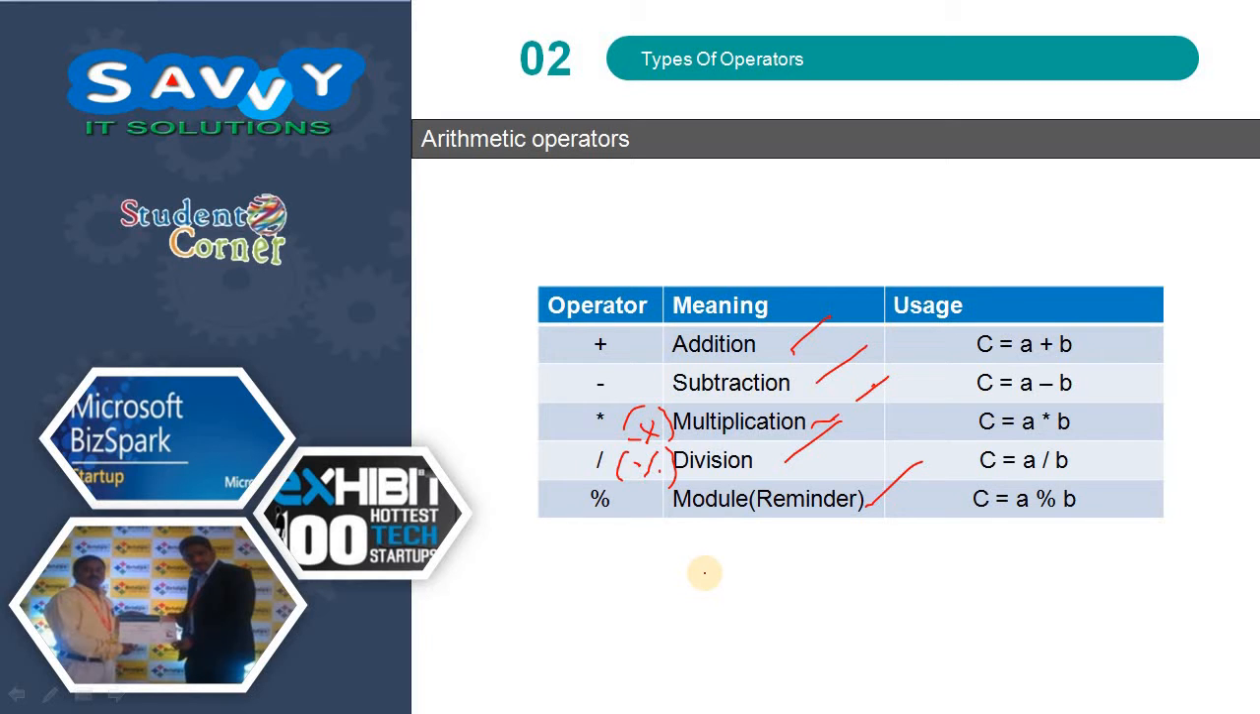So how are we using it? C is equal to A plus B, C is equal to A minus B, C is equal to A into B, C is equal to A by B, C is equal to A mod B. These are the usages of arithmetic operators.